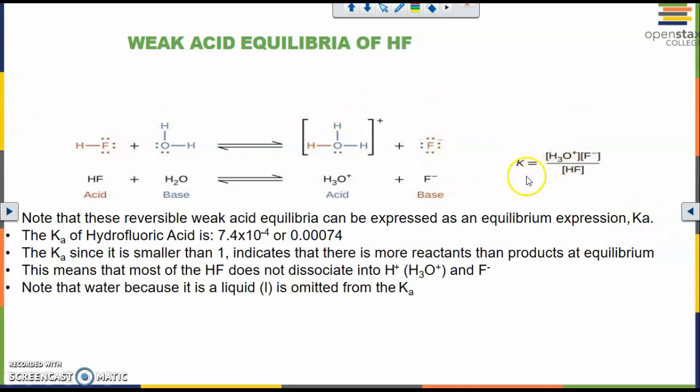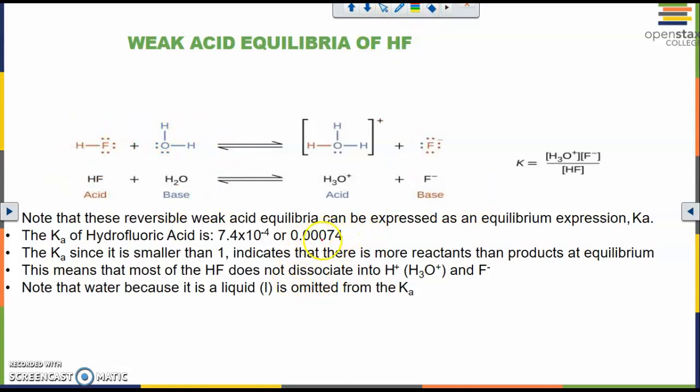Similarly, one of the things that you have to understand is water is always omitted from the equation. Why? Because anything that is a pure liquid or a pure solid, and obviously water is a pure liquid, is always omitted from an equilibrium expression. Okay, so the Ka of hydrofluoric acid is 7.4 times 10 to the negative 4, which is 0.00074. Now again, that means there is going to be more reactants than products.